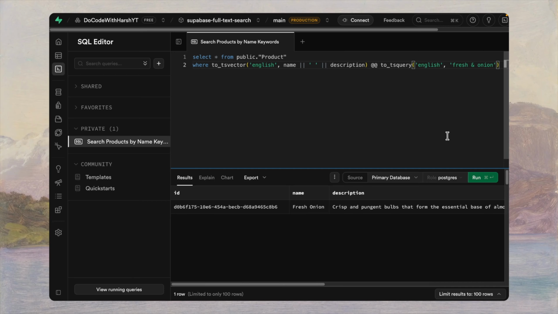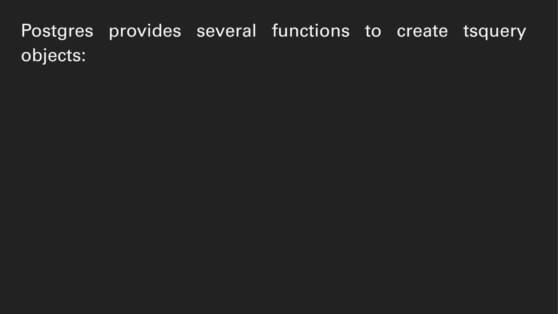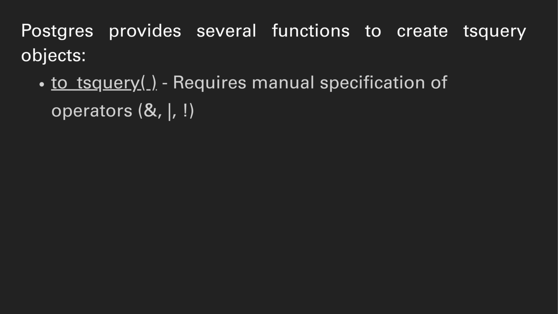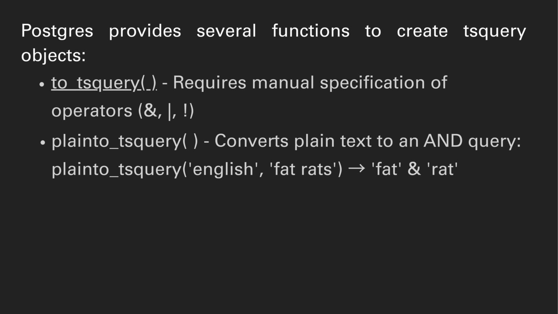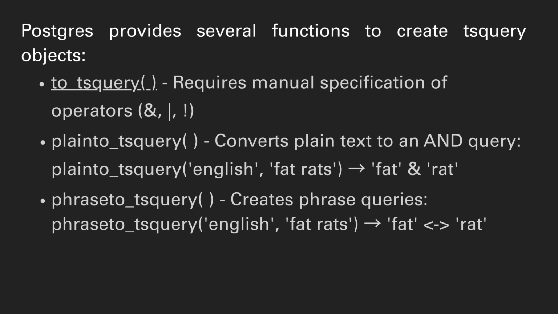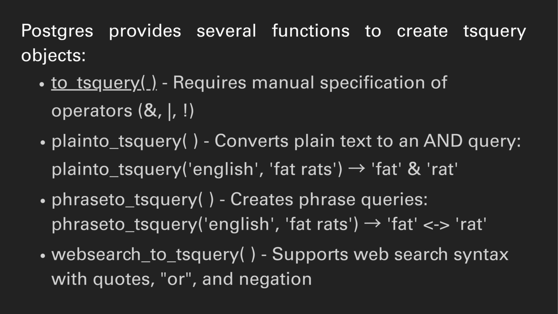Now, one more important thing. Right now we are using to_tsquery, but PostgreSQL actually provides multiple ways to create search queries. There are mainly four methods. First, to_tsquery, where we have to manually write operators like and, or, not. Second, plainto_tsquery, which automatically converts plain text into an AND-based query. Third, phraseto_tsquery, which is used when we want exact phrase matching. Fourth, websearch_to_tsquery, which supports a more natural web-style search syntax.